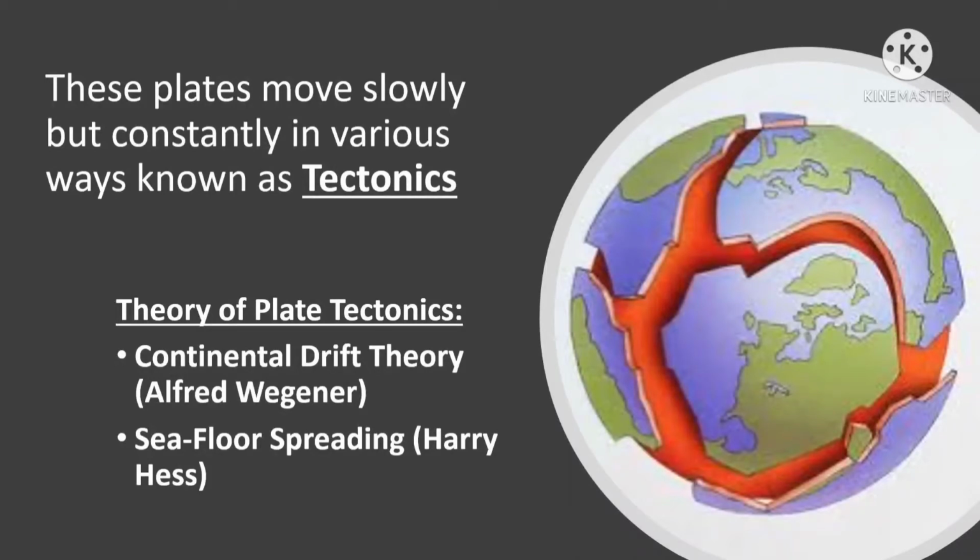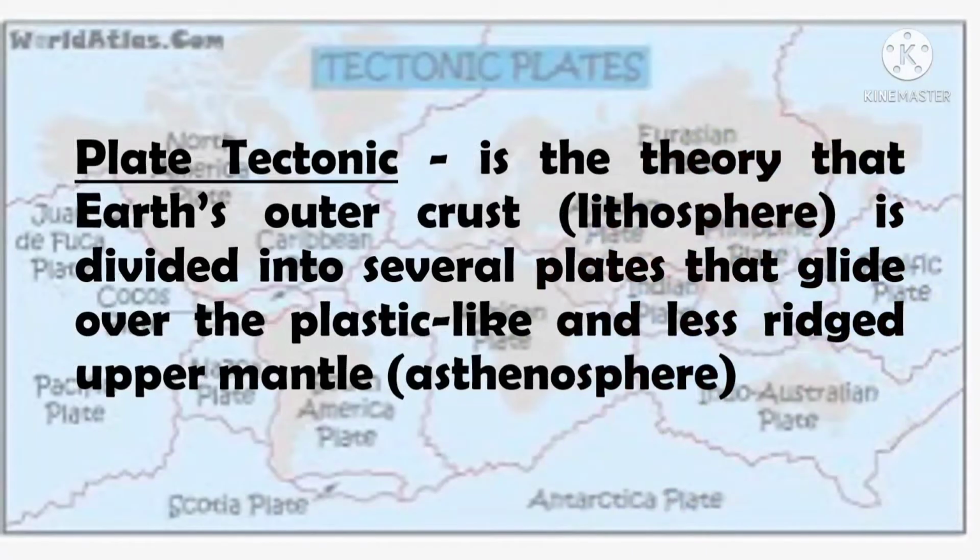The theory of plate tectonics was derived from the continental drift theory of Alfred Wegener and the seafloor spreading of Harry Hess. Plate tectonics is the theory that Earth's outer crust is divided into several plates that glide over the plastic-like and less rigid upper mantle.